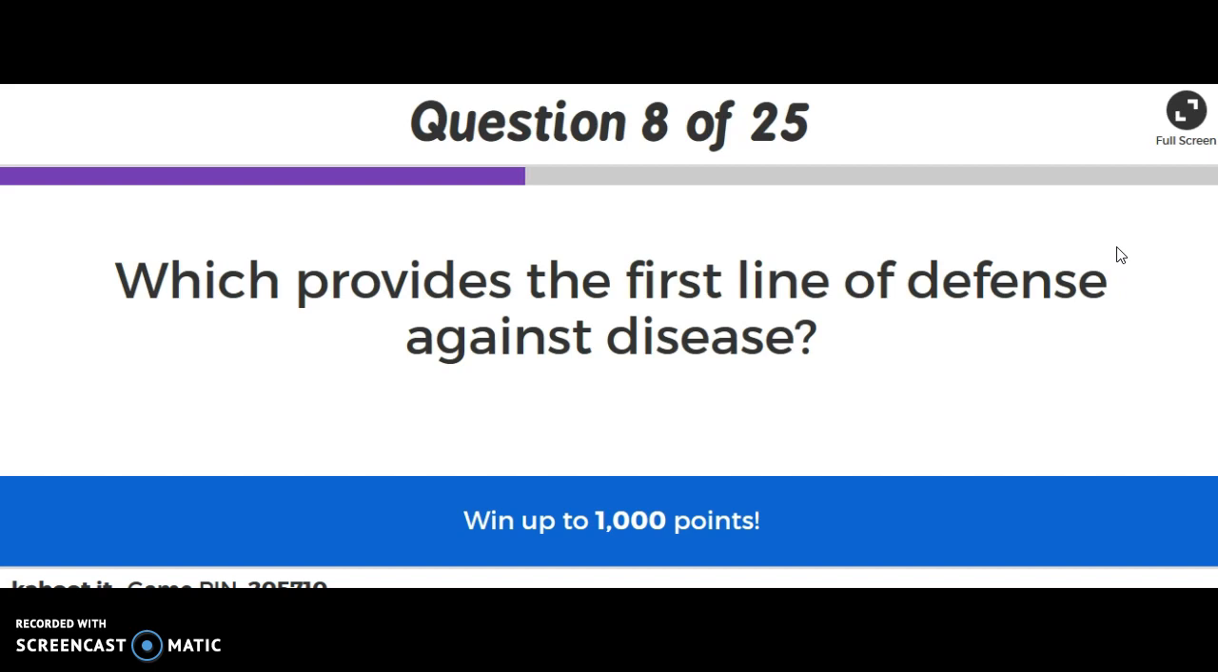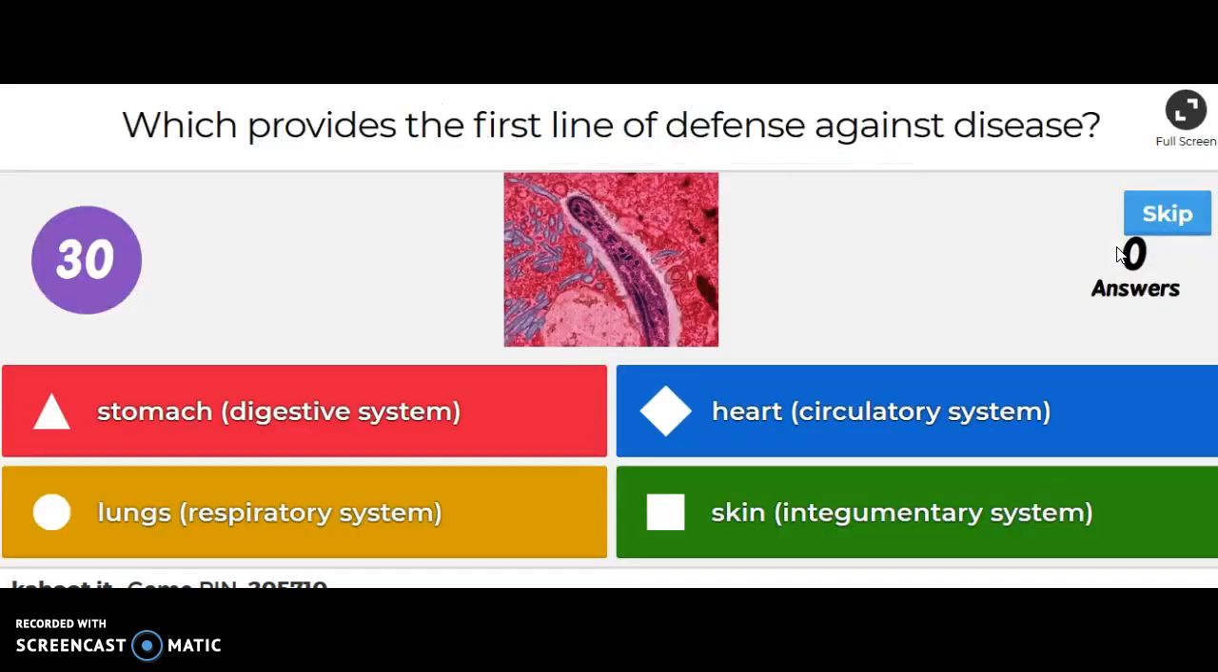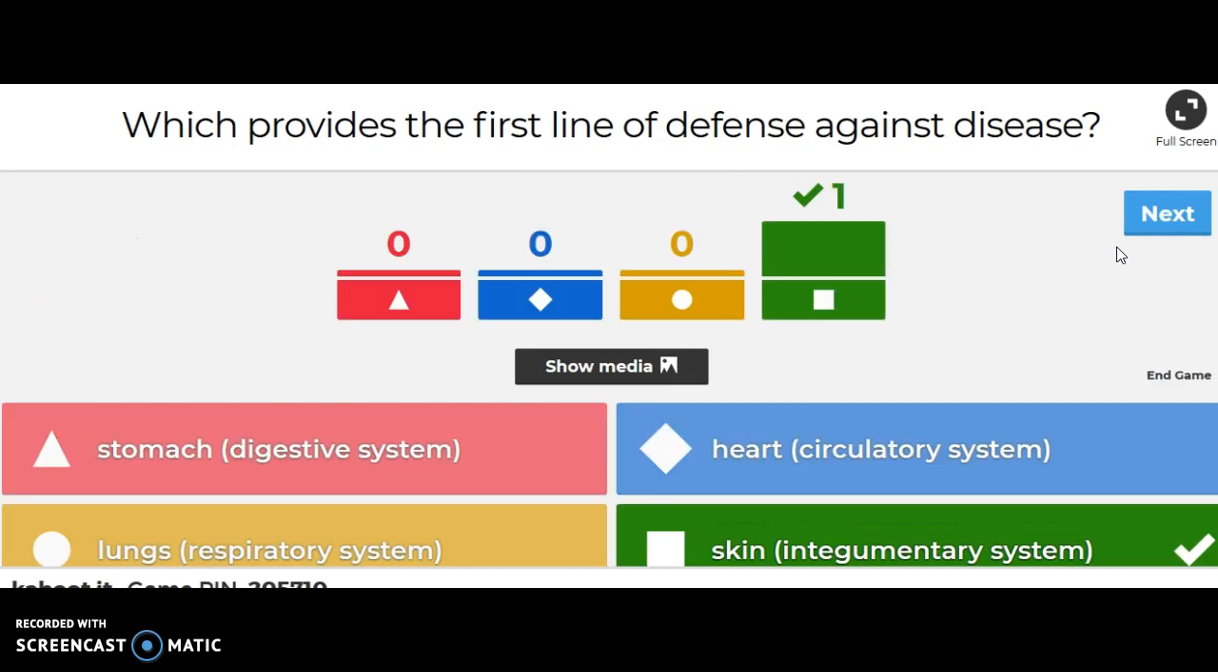Which provides the first line of defense against disease? So if you keep this sealed or intact or not damaged, your chance of getting disease like bacteria and things like that within your body is small. So yes, the skin, if it stays intact, not cut, that kind of thing, does a really good job of keeping bacteria out of the body.